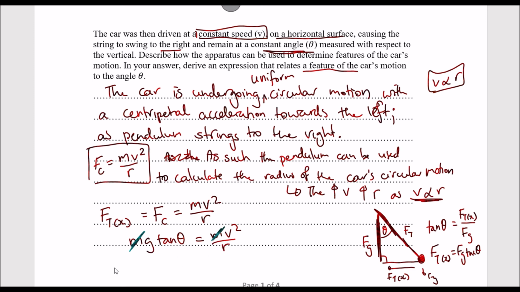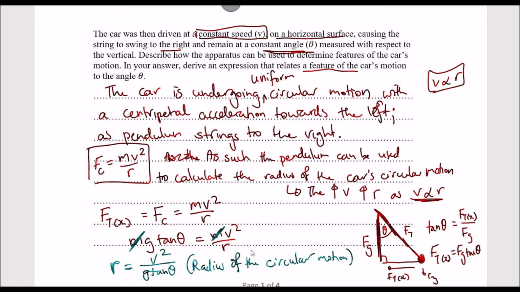So if we want to make radius the subject of the equation, r is equal to v squared over g tan theta. And so that's the radius of the circular motion. Technically uniform circular motion, but since we're going to run out of space, I'm going to write that. So that's the one there, okay?